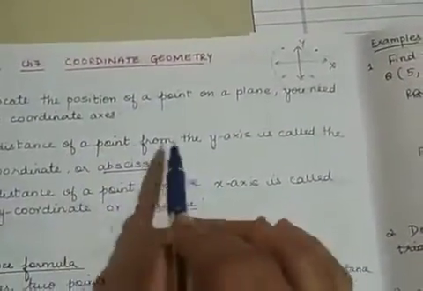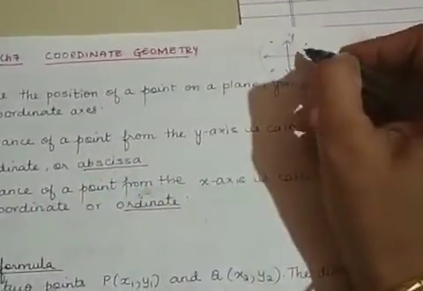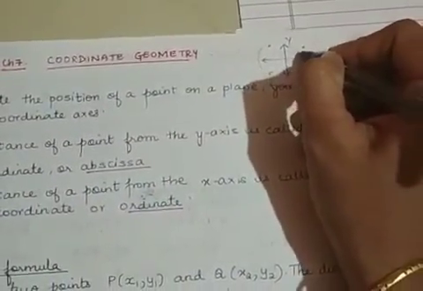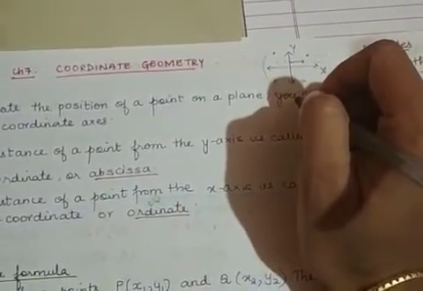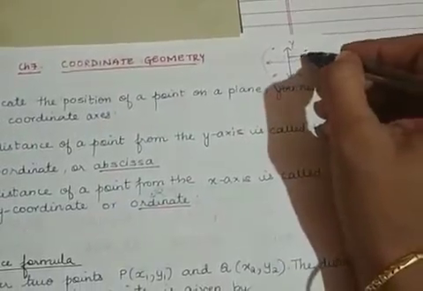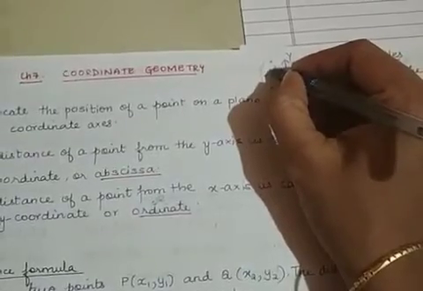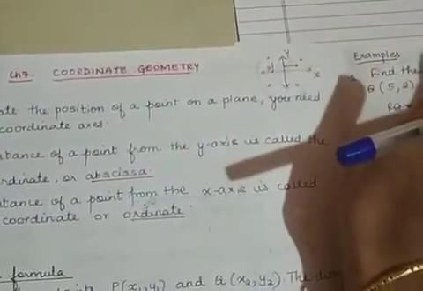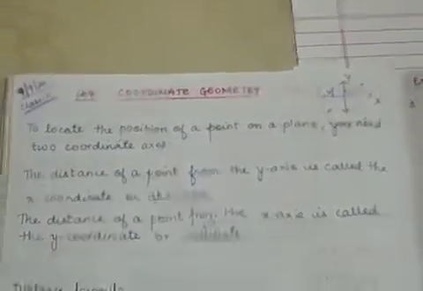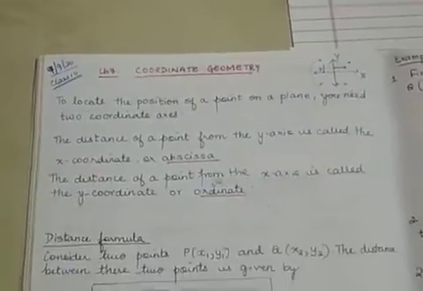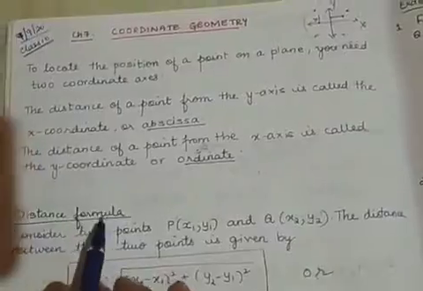Now if you take a point, suppose you have a point here, the distance of the point from the y-axis is called the x-coordinate or abscissa, and the distance of a point from the x-axis is called the y-coordinate or ordinate. So these are the things that you have studied in your lower classes. Now based on this, let us come to the first basic formula, that is the distance formula.